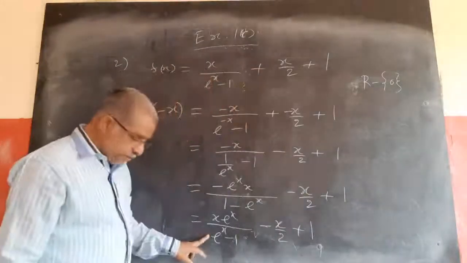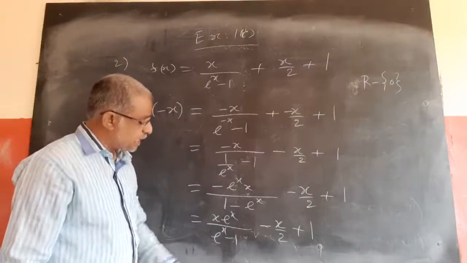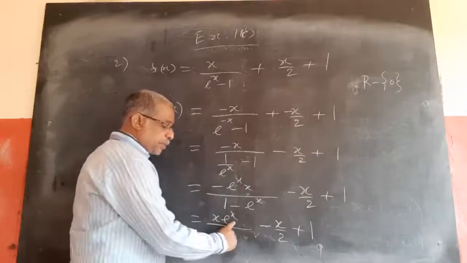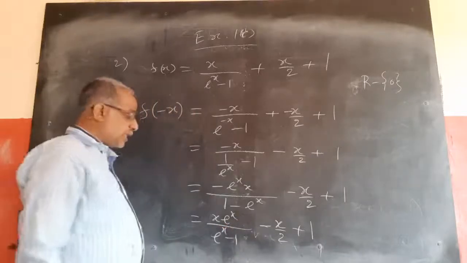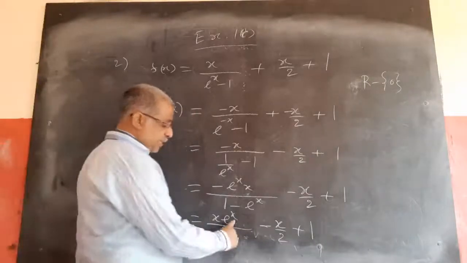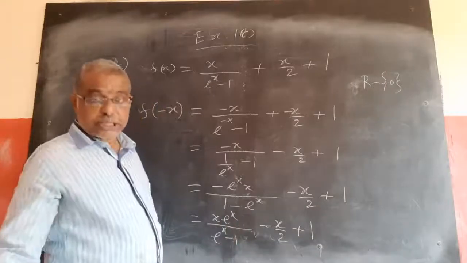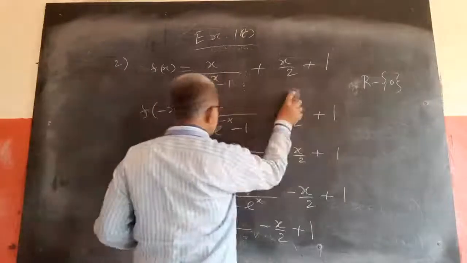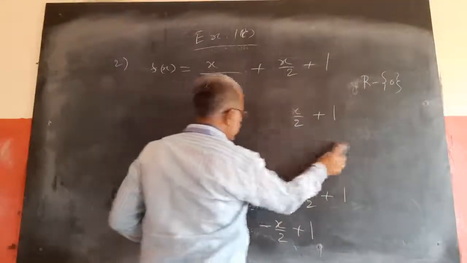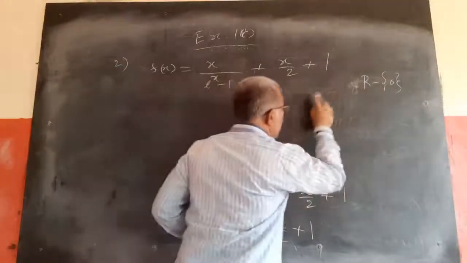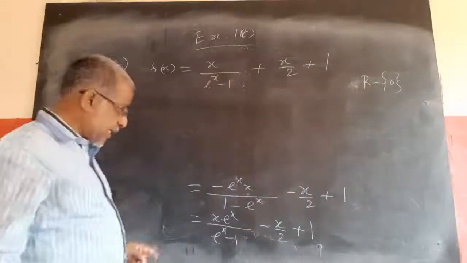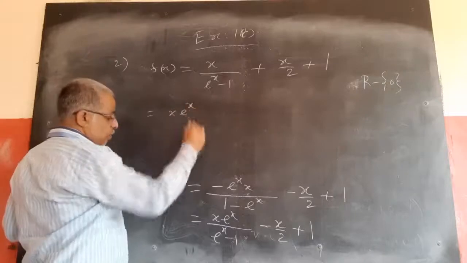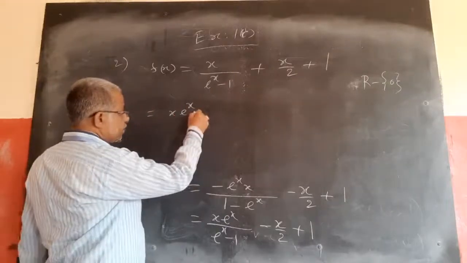Now, if I observe this clearly, this is e power x minus 1. So if I do plus x minus x, the value will not change. So I will do that. In the numerator here, only in this part where I have x into e power x, I am going to do minus 1 plus 1.